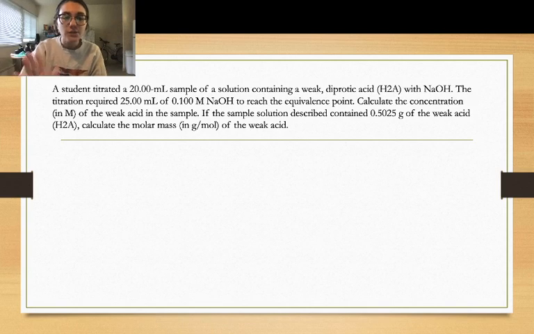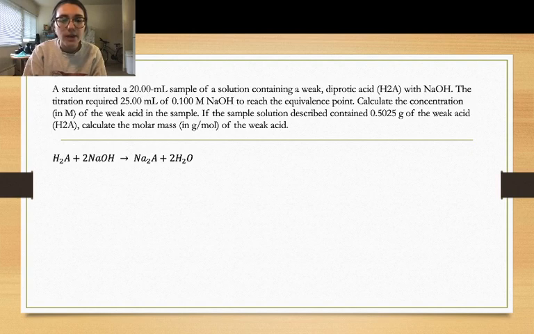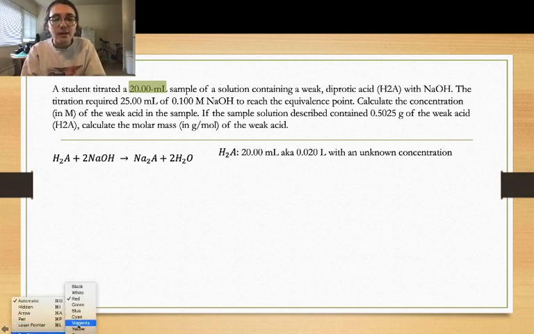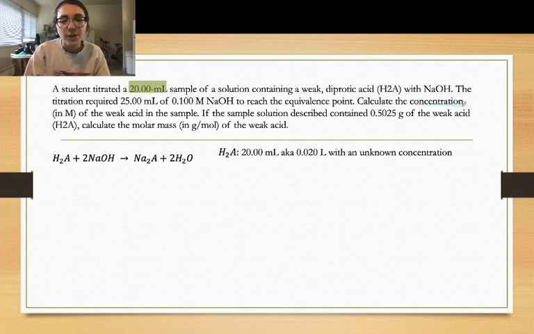So a student titrated 20 mL of a sample of solution containing a weak diprotic acid with a strong base, and that strong base had such and such volume and concentration. Okay, cool. So I'm going to calculate the concentration of the weak acid first before moving on to the molar mass stuff. I look at this problem and I can already find the chemical equation, and I know that I have 20 mL of an unknown concentration of my diprotic acid. And I know that because I can see here in the equation, let me get my pen, that I am calculating the concentration. So I already know I don't know it.